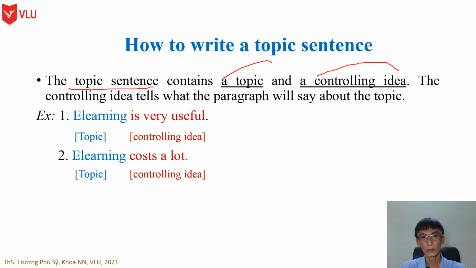So the controlling idea here tells what the paragraph will say about a topic. In other words, the controlling idea limits the topic in a more specific way. So when you write a topic sentence, try to include 2 parts. The topic is not enough, but you have to introduce the controlling idea.